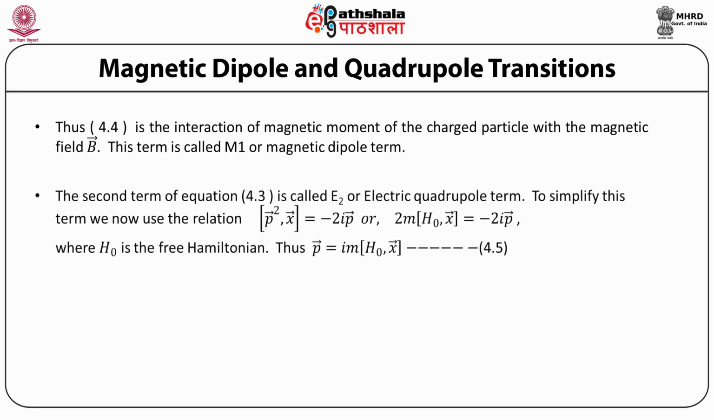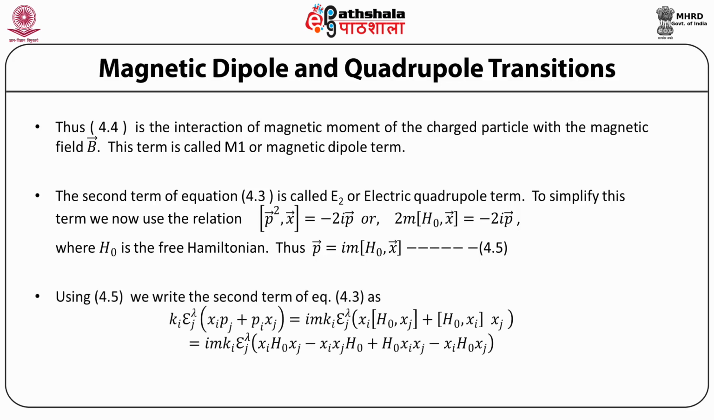The second term of equation 4.3 is called E2, or the electric quadrupole term. To simplify this term, we now use the relation: the commutator of p vector squared with x vector is given by minus 2i p vector, or twice m into the commutator of H0 and x vector, is equal to minus 2i p vector. We had used this relation in the earlier modules also, you may remember, where H0 is the free Hamiltonian. Thus p vector is equal to im [H0, x vector].